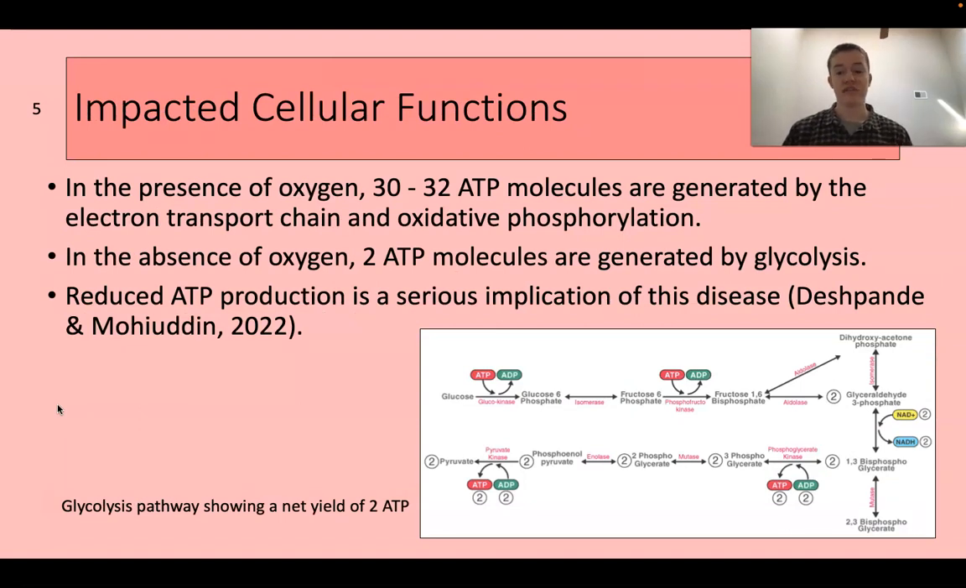And regarding cellular functions, for every cycle in the electron transport chain that is coupled with oxidative phosphorylation, around 30 to 32 ATP molecules are generated. For glycolysis, on the other hand, which produces ATP in the absence of oxygen, only 2 ATP molecules are generated. So the lost capacity for ATP generation is the most serious cellular function that is impacted by hemolytic anemia.